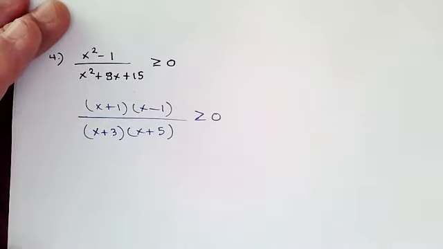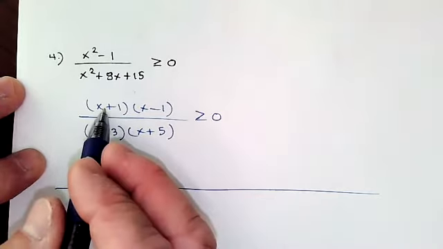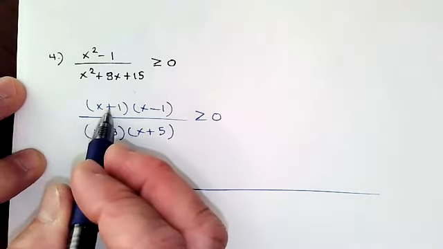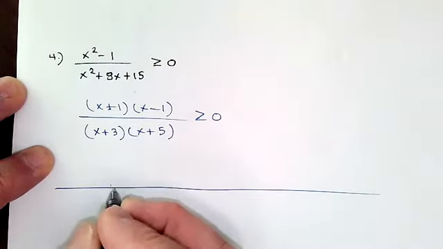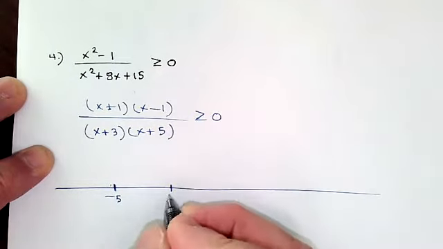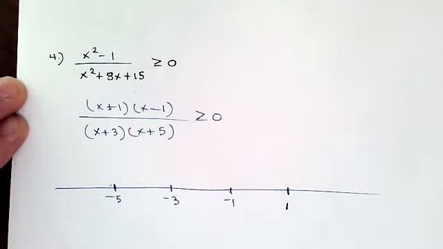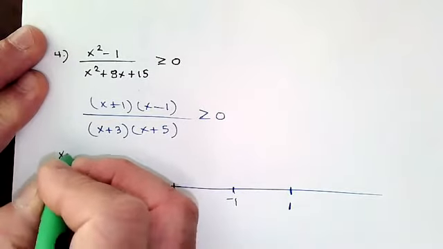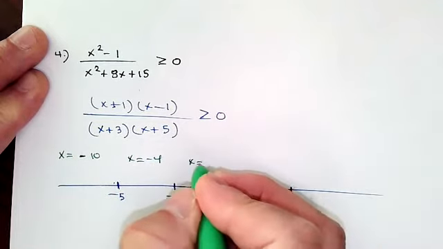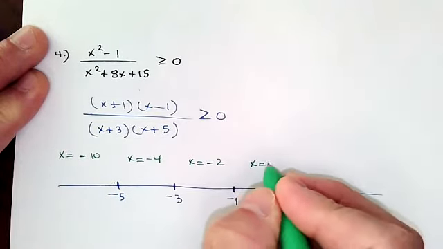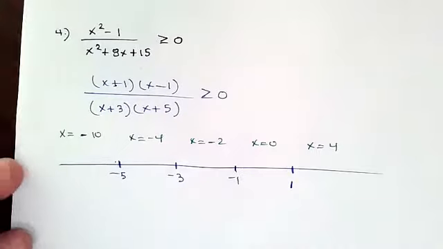So we're still going to use our number line. And we're going to put all of the so-called key numbers, the numbers that make each of these factors equal to 0. So we'll have, let's see, furthest to the left is -5, -3, -1, and +1. Pick your test numbers. -2 maybe here. How about 0? How about 4? And we'll start testing here.